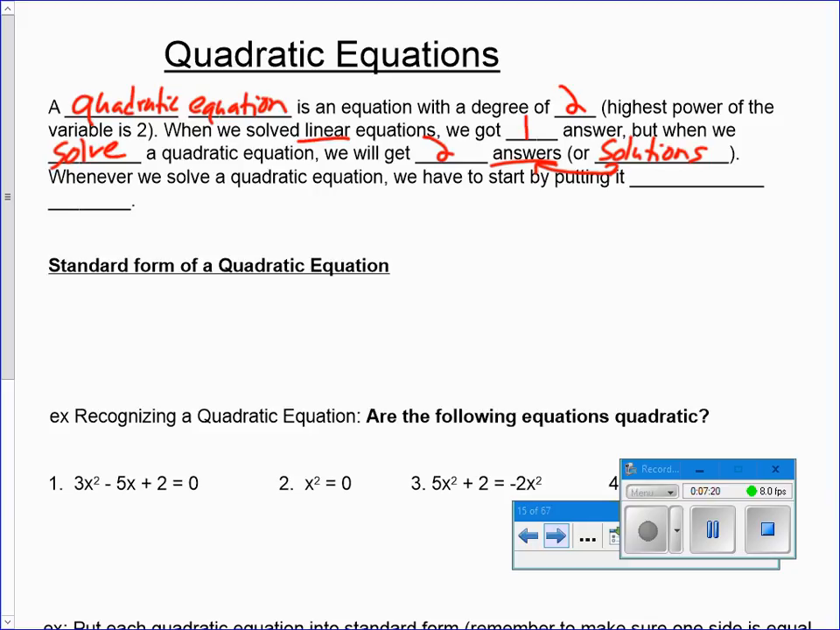Whenever we start solving a quadratic equation, we're going to learn a bunch of different ways to do that. We always have to start by putting it in standard form.